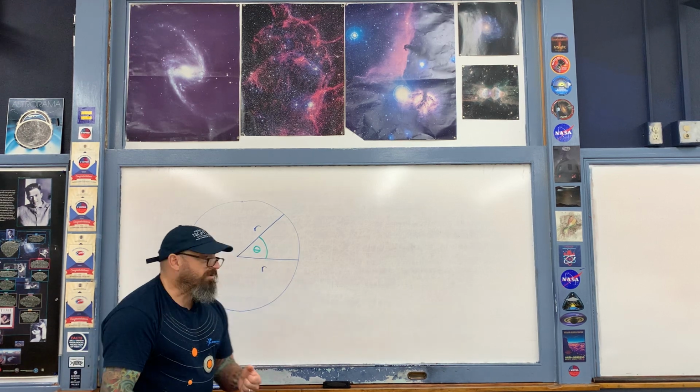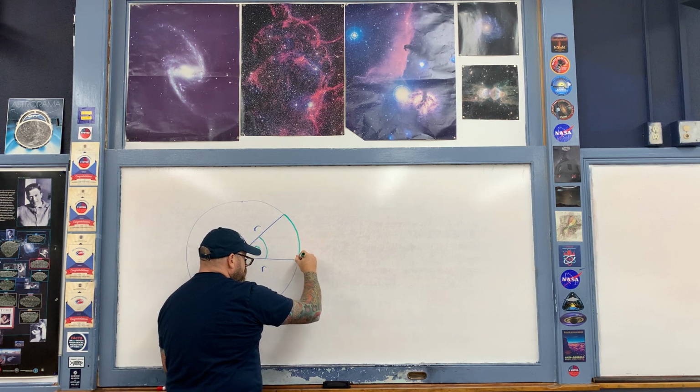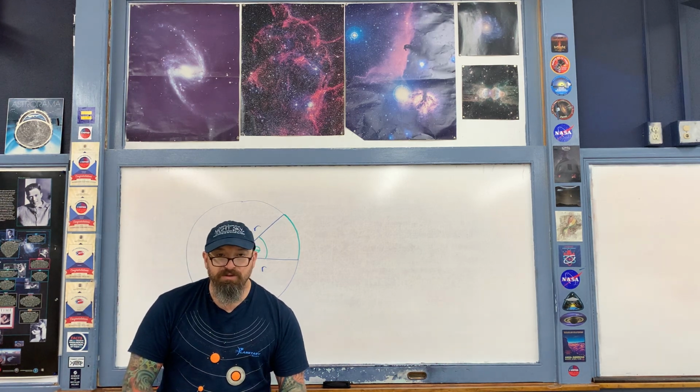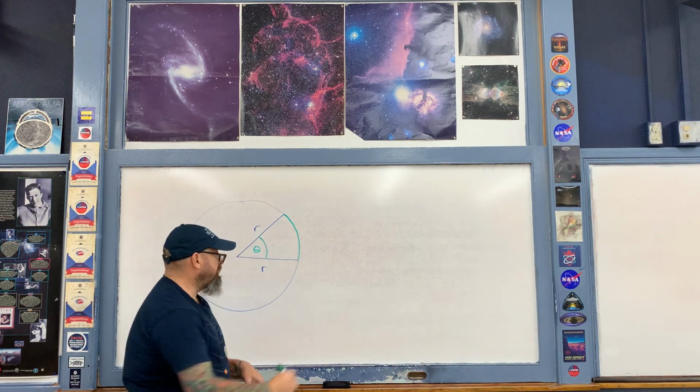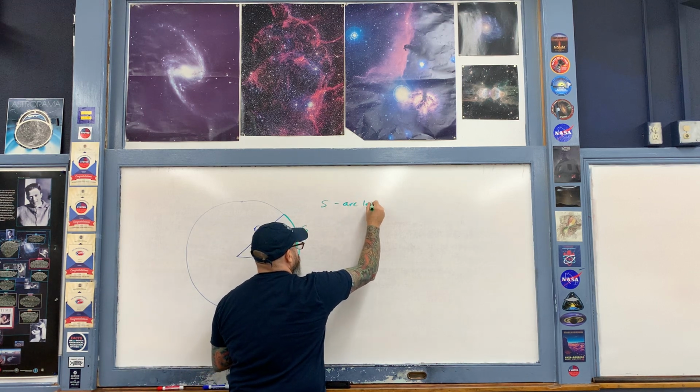Okay, and then on the circle, let me go ahead and connect these 2 points like so. When I do, I form a distance here on this circle. This distance is referred to as the arc length, and it's called the letter S. So the letter S here is what's called an arc length.